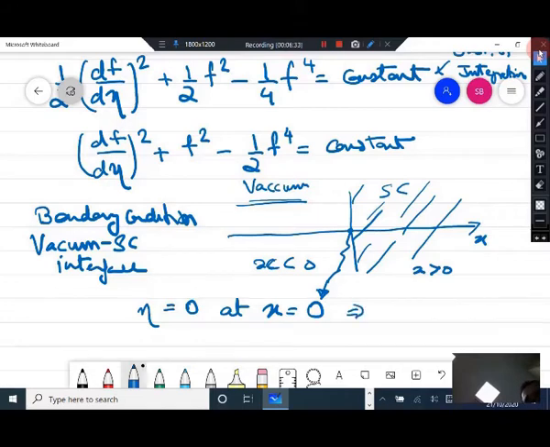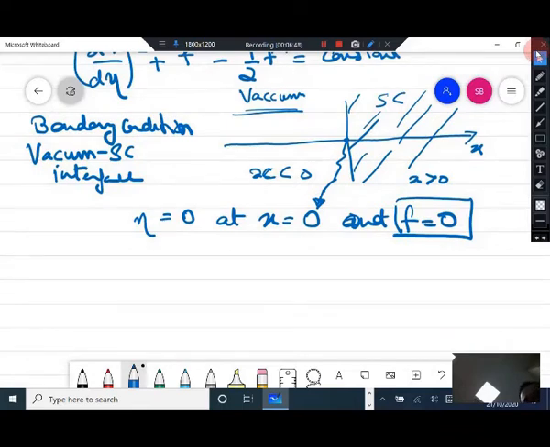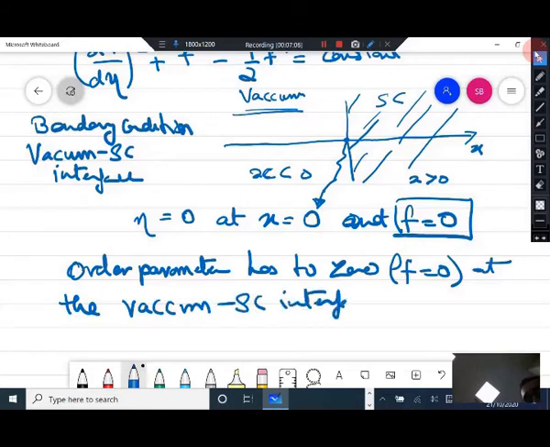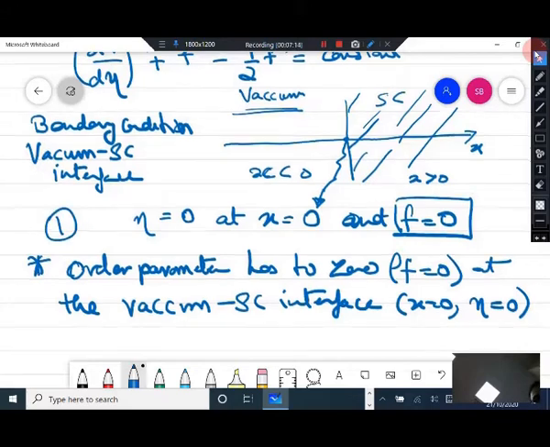And so eta is equal to 0 at x equal to 0, and f will be 0 at this point. At this point where eta is equal to 0, the function f has to be 0. The order parameter has to go to 0, that is f is equal to 0 at the vacuum superconductor interface, x equal to 0 or eta equal to 0. This is your first boundary condition.